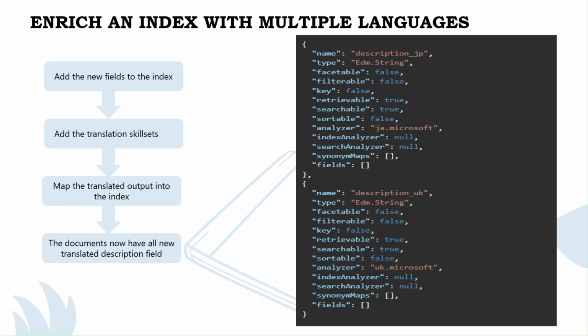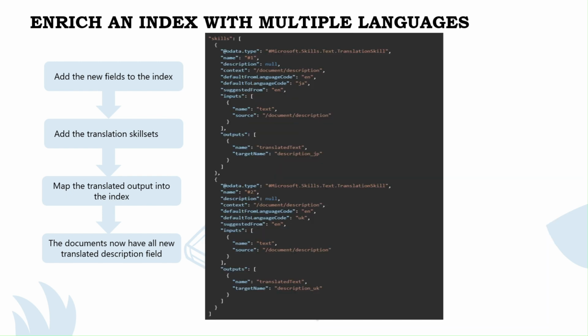And add the translation skill set. You can add two skills into the skill set definition to translate the description field into two languages. Map the translated output into the index. So the last step is to update the indexer to map the translated text into the index. The document now has all the new translated description fields.